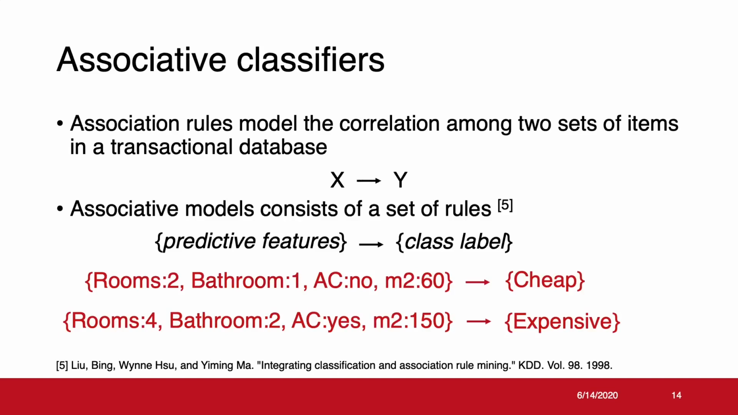In 1998, Liu et al. proposed a method to exploit association rules for classification purposes. It mainly consists of a set of associative rules in the form of values taken by the predicted features implying the class label. These are again two examples with imaginary apartment listings.